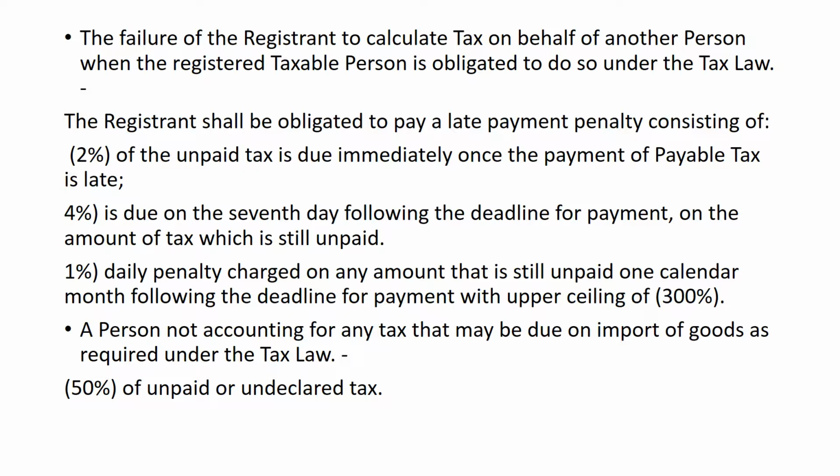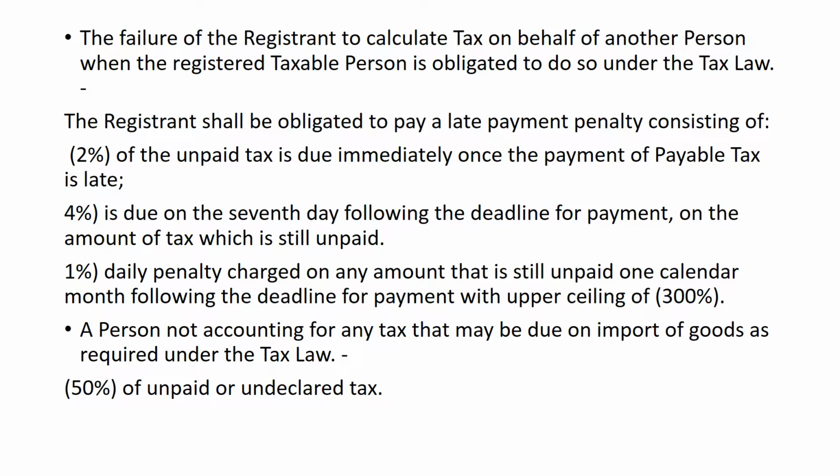Again, the failure of the registrant to calculate tax on behalf of another person when the registered taxable person is obligated to do so. If the registrant cannot do it, they shall be obligated to pay a late payment penalty: 2% of the unpaid tax is due immediately when the payment of payable tax is late. 4% is due on the 7th day following the deadline for payment on the amount of tax which is still unpaid. 1% daily penalty charge on any amount that is still unpaid 1 calendar month following the deadline for payment, with an upper ceiling of 300%.